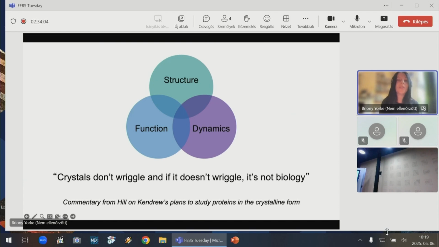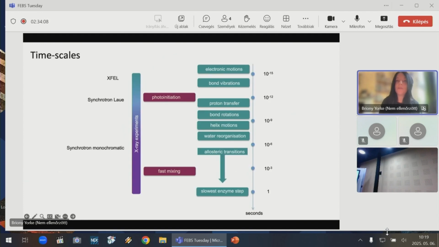function. So to do this, we use time-resolved crystallography, which has already been introduced in the previous talks. And we like to do these experiments over a range of timescales. So if we're looking at the very fast photochemical changes, we need to use X-FEL radiation to get down to the nano, pico, and femtosecond time regimes. However, we can also use synchrotron radiation.